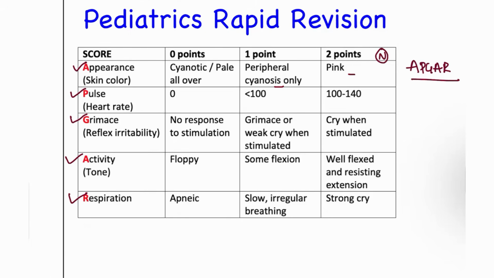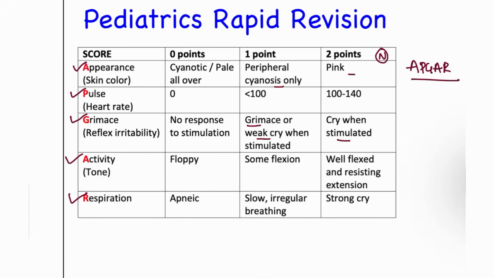Next, pulse. If there is no pulse at all, we consider this a 0. If it's less than 100, 1 point, and more than 100, that is 2 points. Next, grimace. Grimace is irritability. When you touch the baby, if the baby is irritable, that is known as grimace. If there is no response to the stimulation, that is 0. A small minor grimace and a weak cry is 1 point. Crying immediately after the stimulation, the baby starts to cry a lot, is considered 2 points, and it is normal.